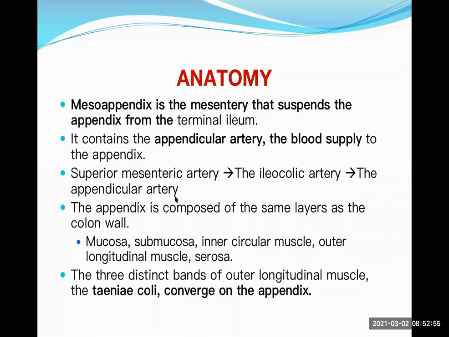Secured means it has to be identified, it has to be tied properly, and only then should it be cut. Otherwise, there will be severe hemorrhage.